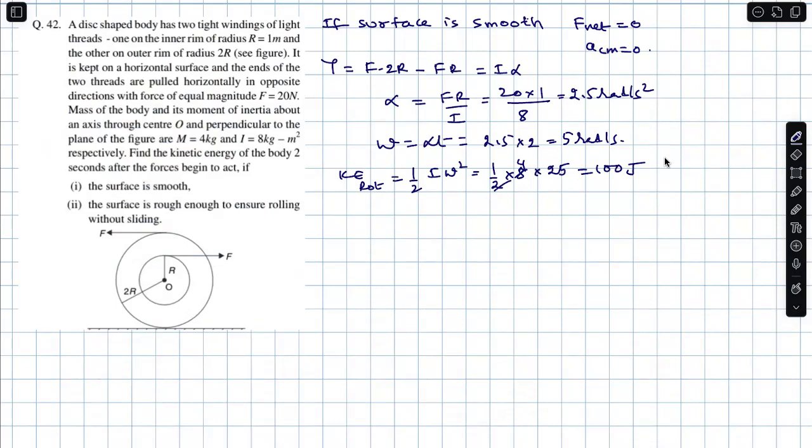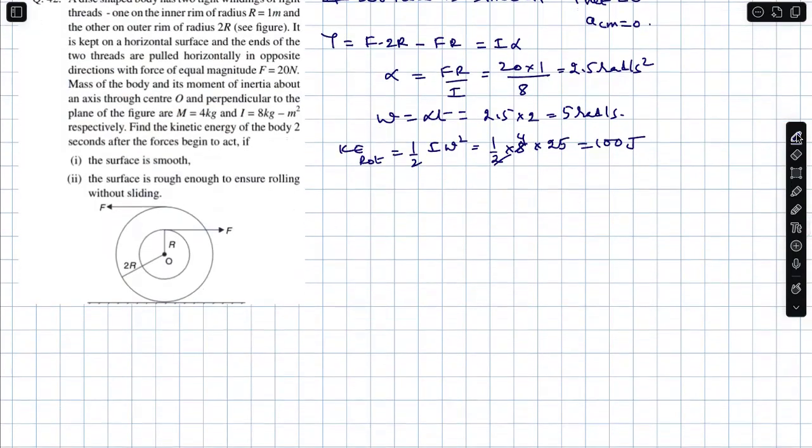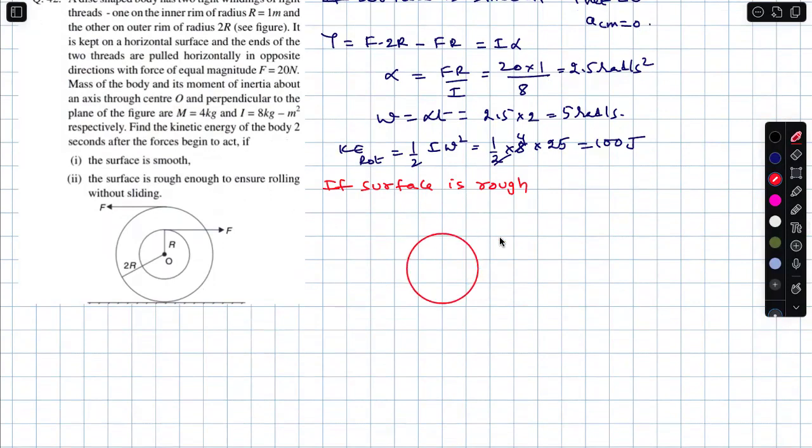Since the surface is smooth, net force is 0, so ACM is 0, fine. If surface is rough, what happens?